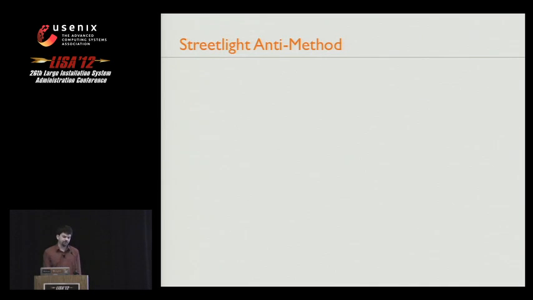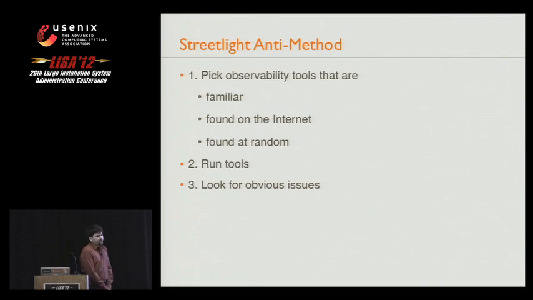Streetlight Anti-Method. For the Streetlight Anti-Method, you pick observability tools that are familiar, found on the internet, or found at random. You run them, and you look for obvious issues. It seems to be what a lot of people do. This is the absence of a methodology. I'm just trying to Google some things, look at Stack Overflow, let's try this, let's try that.